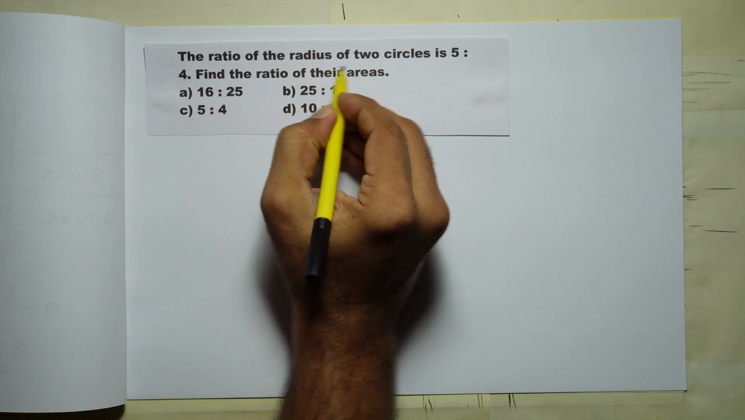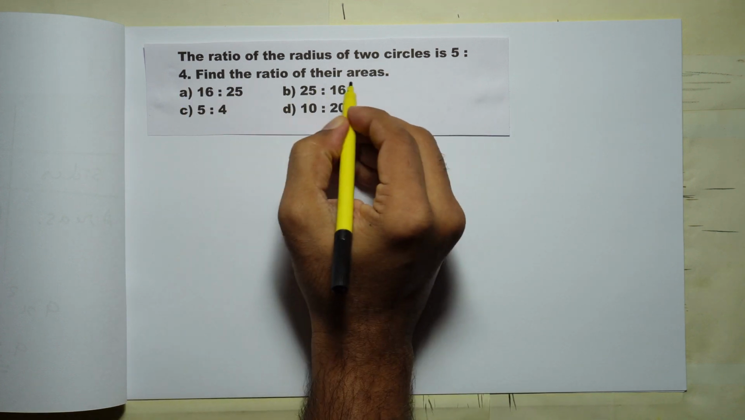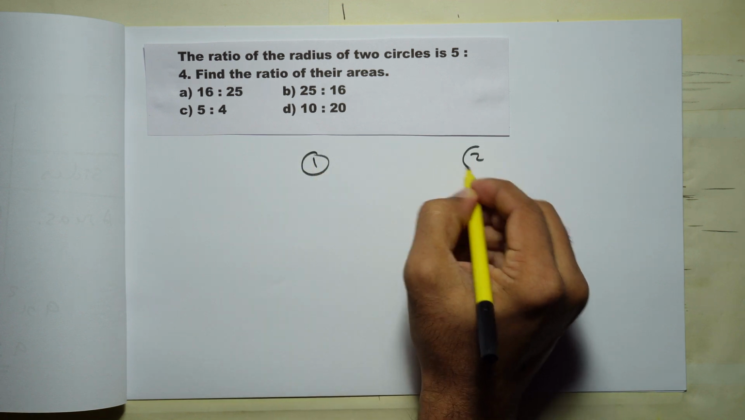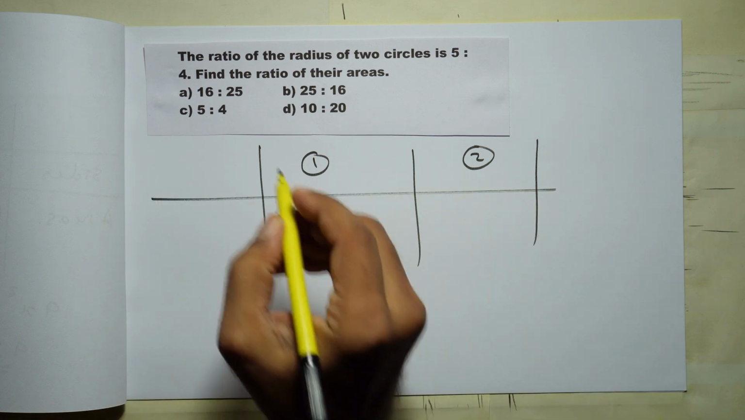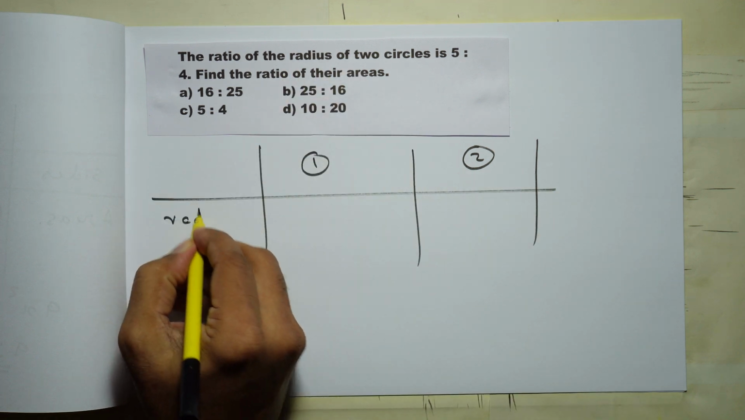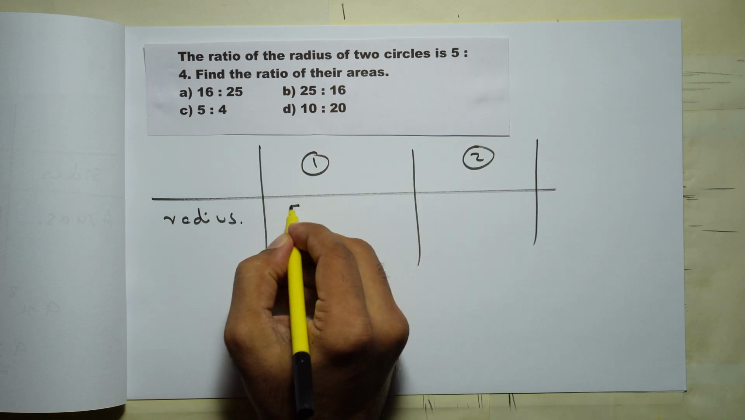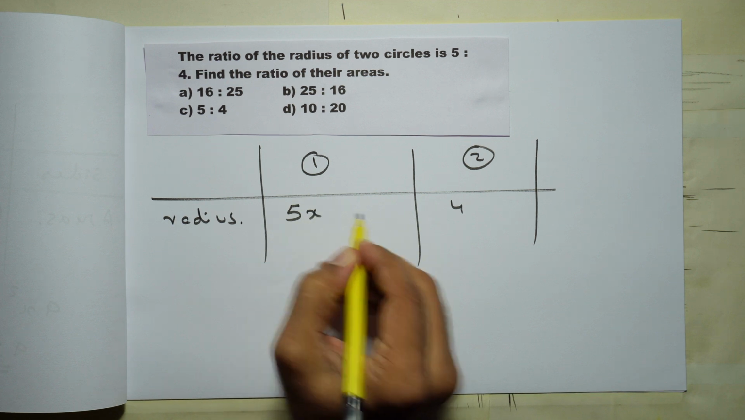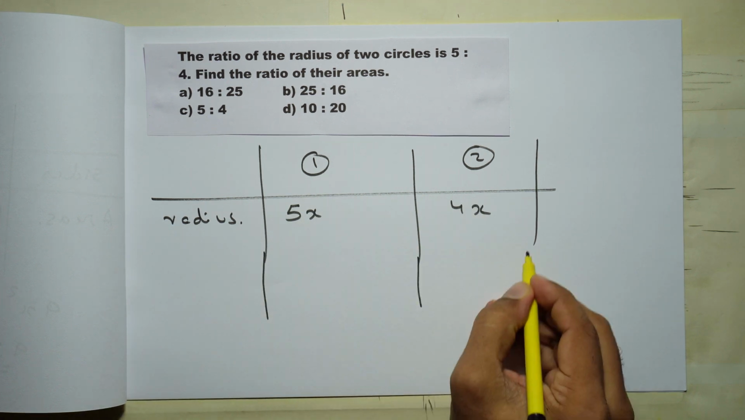The ratio of the radius of two circles is 5 is to 4. Find the ratio of their areas. So two circles are there, circle 1 and circle 2. And their radius are in the ratio 5 is to 4. So we'll take their actual values to be 5x and 4x. Now we'll calculate their areas.